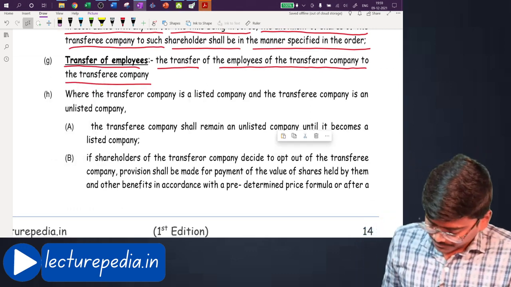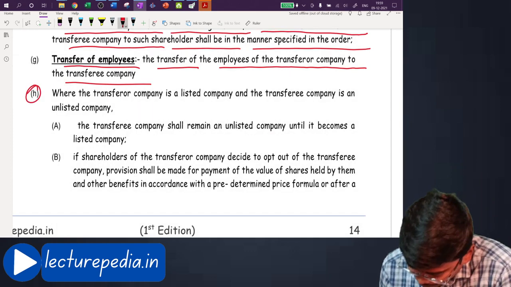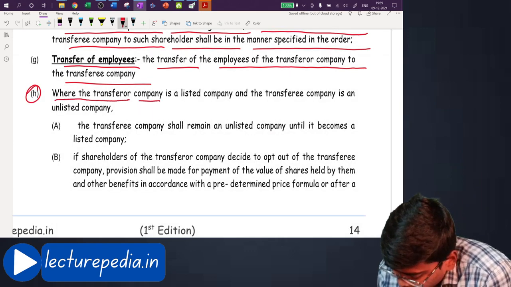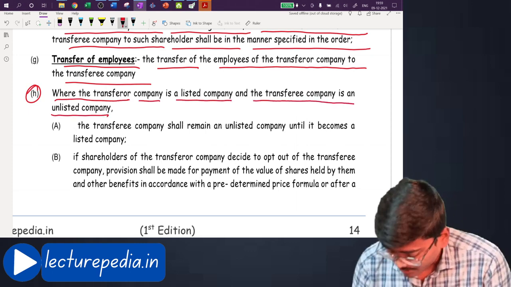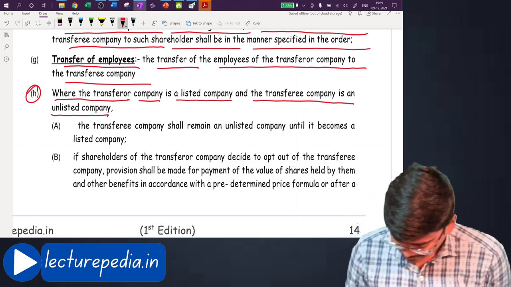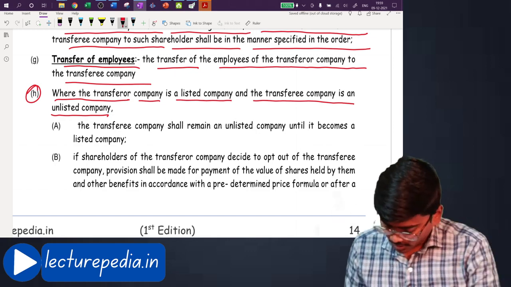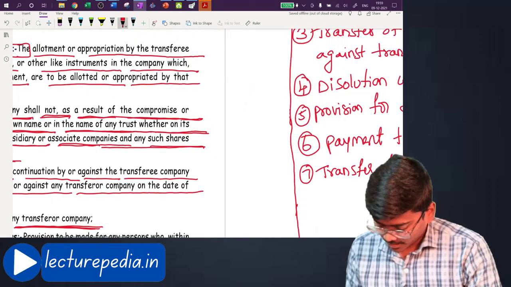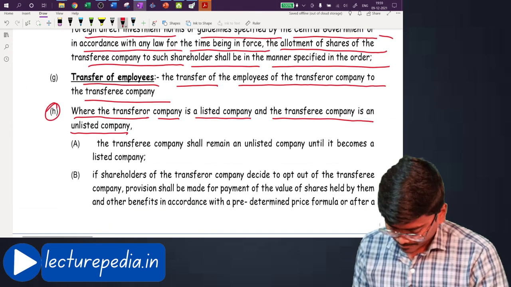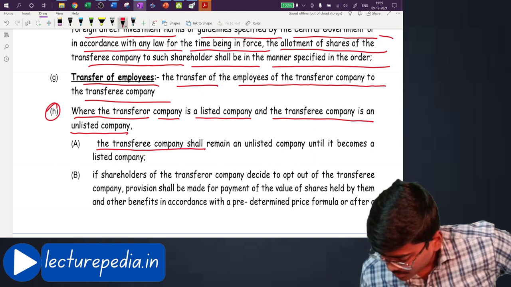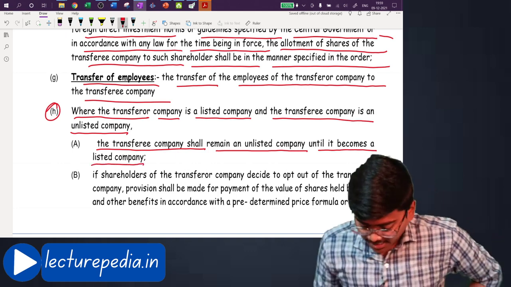Moving to 7th point. Where the transferor company is a listed company and the transferee company is an unlisted company. Okay, we'll first read and note down. No problem. The transferee company shall remain an unlisted company until it becomes a listed company.